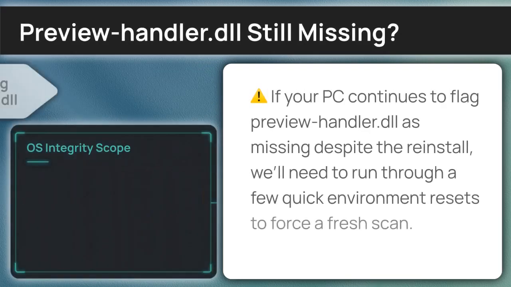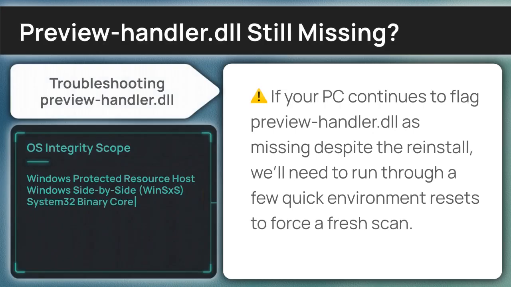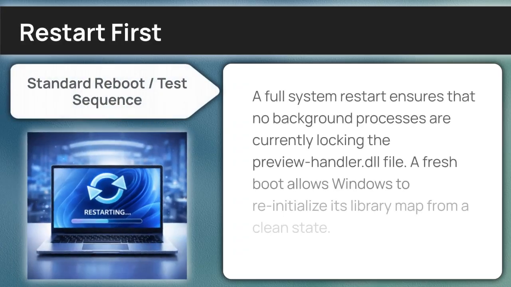When a standard software refresh isn't enough, we need to bypass the automated installers and look at manual system state resets. A standard restart allows the Windows bootloader to rescan your system directories and potentially recognize an unregistered Preview-handler component.